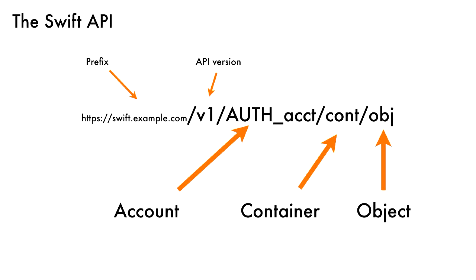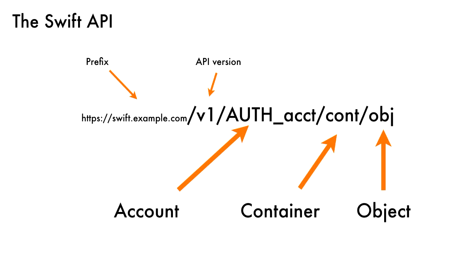As a quick, very high level overview, the Swift API is REST-based, which means that you can speak to it with standard HTTP verbs and get back normal response codes. And this is what a normal URL looks like. You've got your domain name, you've got a version specifier, which has always been V1, and then you've got three parts that are important. You've got an account, a container, and an object.